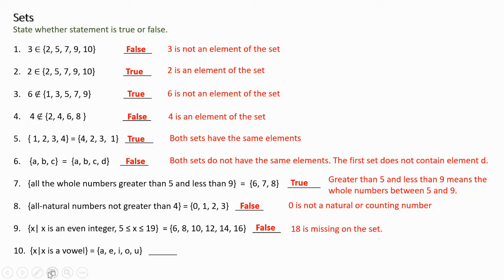Number 10, the set such that x is a vowel. Are all these vowels? A, E, I, O, U. So this is true, right? Those are all the vowels.